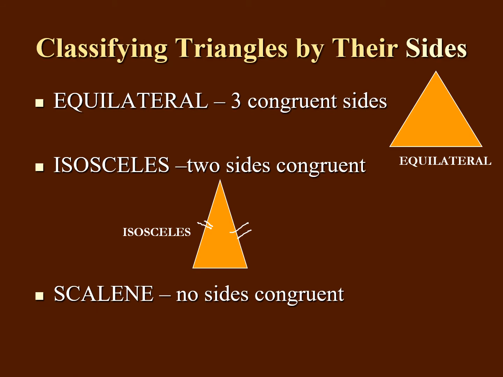And then finally, scalene has none of the sides congruent. So boom, boom, boom, three different lengths on each side, okay?